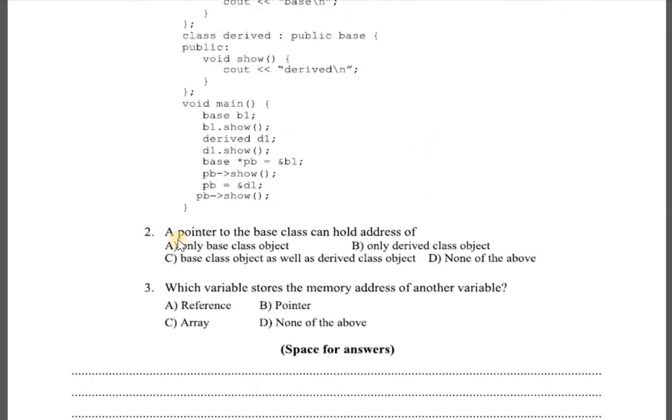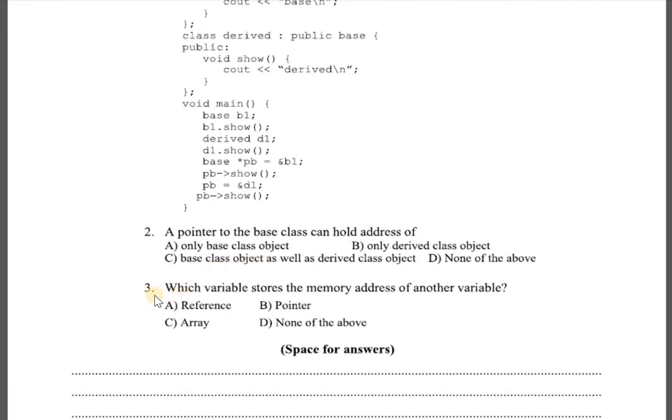Then the second question is: a pointer to a base class can hold the address of what? The first option is only base class object. The second option is only derived class object. The third option is base class object as well as derived class object. And the last one is none of the above. So what is the correct answer? C, because a base class pointer holds the address of both base class as well as derived class.